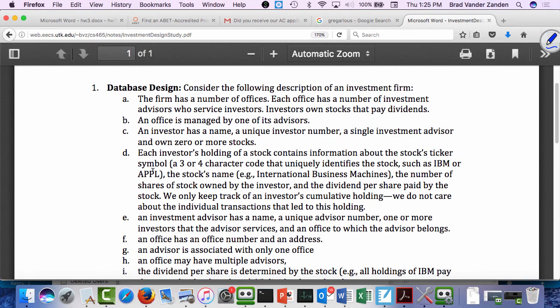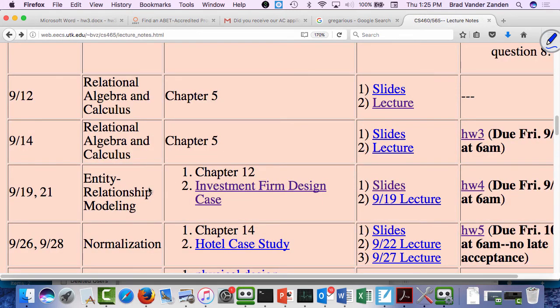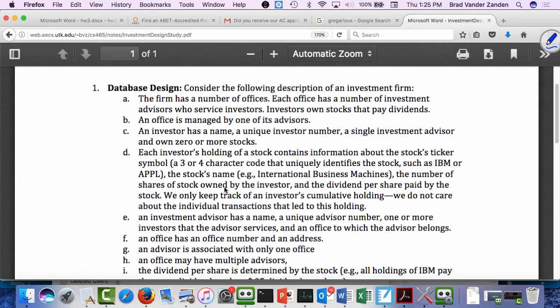Okay. I should have emphasized to you that you should have read this before coming to class today, but since I didn't, why don't you go to the lecture notes, 919-921, and you will see a link called Investment Firm Design Case. Why don't you all take about 3 minutes and scan through the problem? If you don't have your computer with you, come up here so you can scan through it.